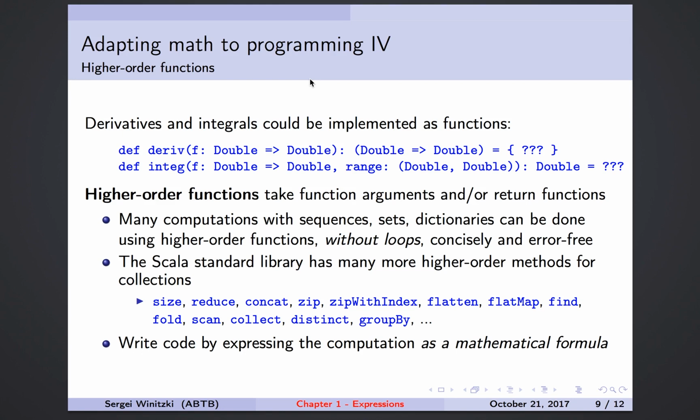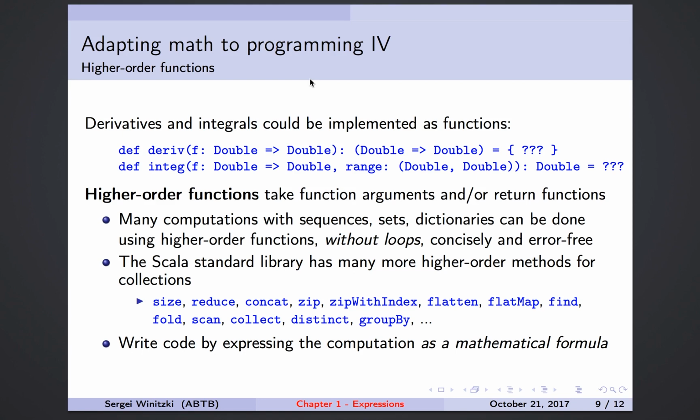In functional programming, the terminology is to call them higher order functions. So higher order functions are functions that take function type arguments and/or return function type values. So a derivative is a typical higher order function. If you imagine take a sine function, and the derivative of that is cosine, and so that's a typical higher order function.